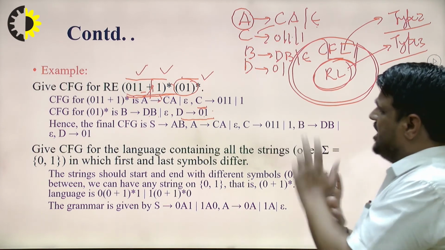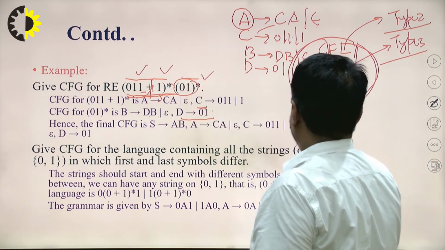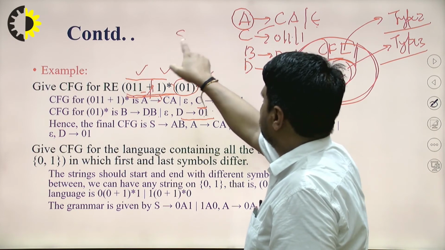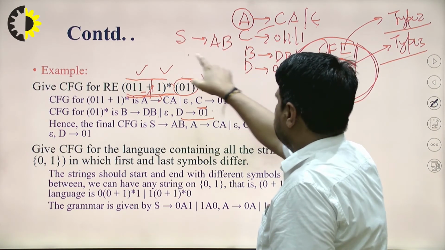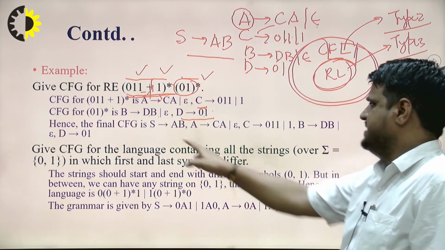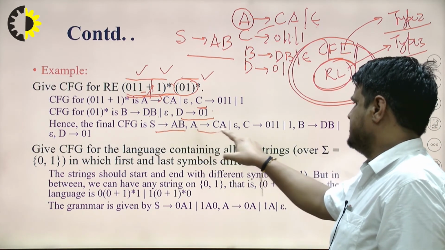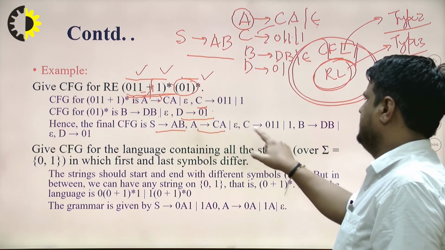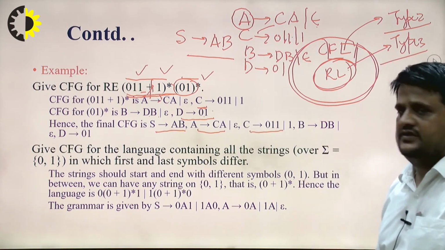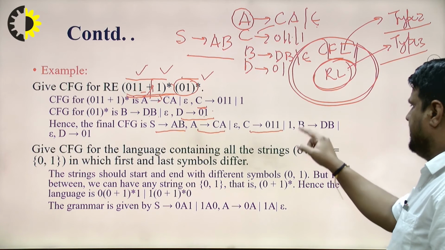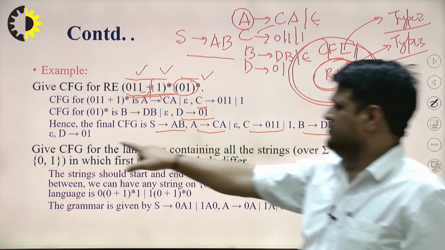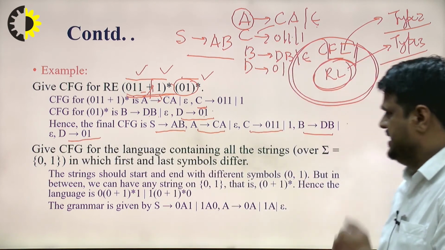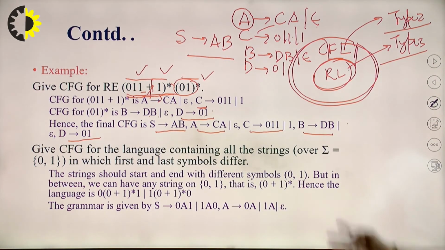So, the overall grammar is the concatenation. So, you have to write an extra production S tends to A B. So, the resultant grammar is S tends to AB, A tends to CA oblique epsilon. After that, C tends to 0, 1, 1 oblique 1, and B tends to BD oblique epsilon, and D tends to 0, 1, right? Same thing will be here.